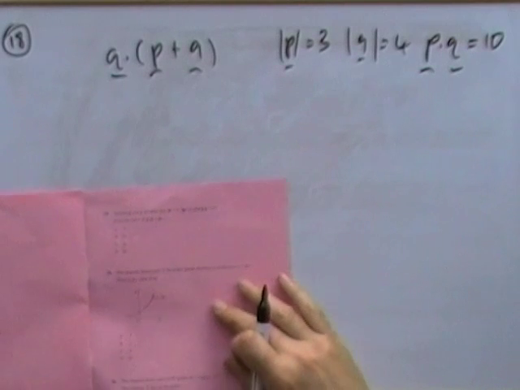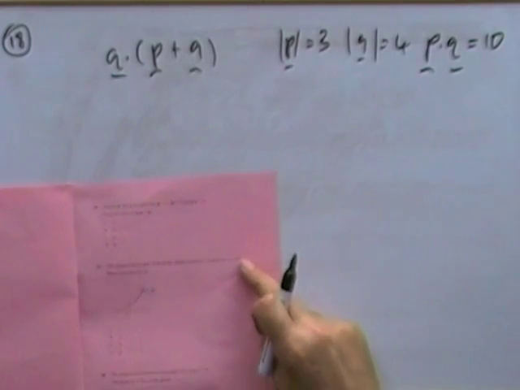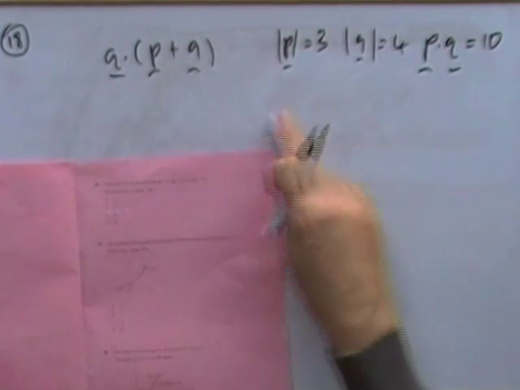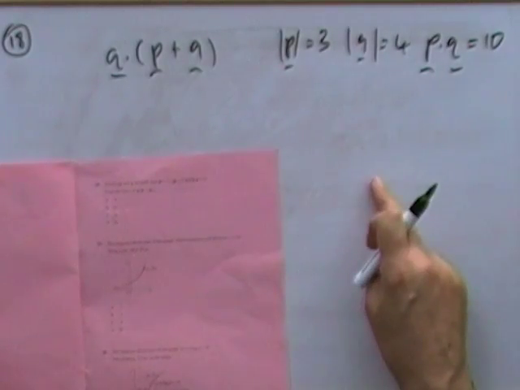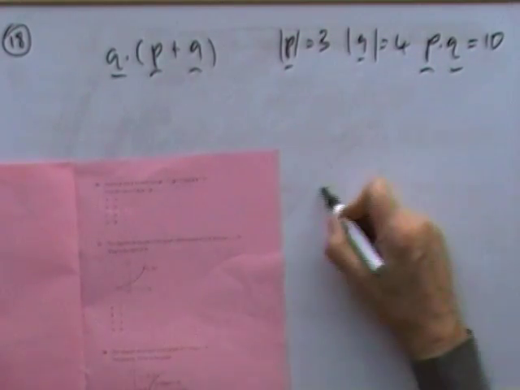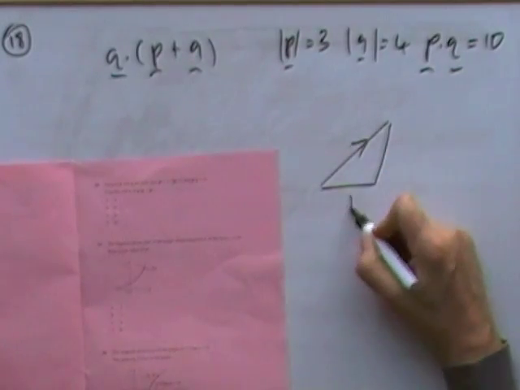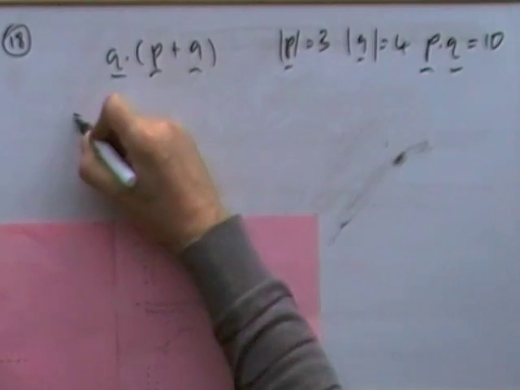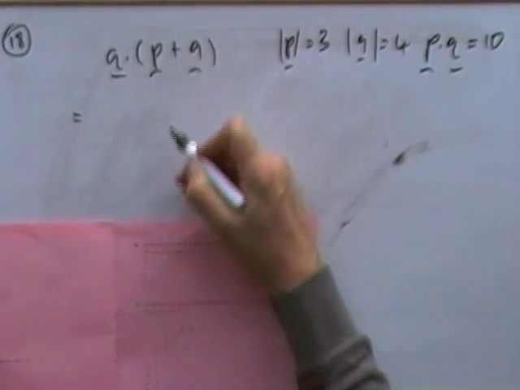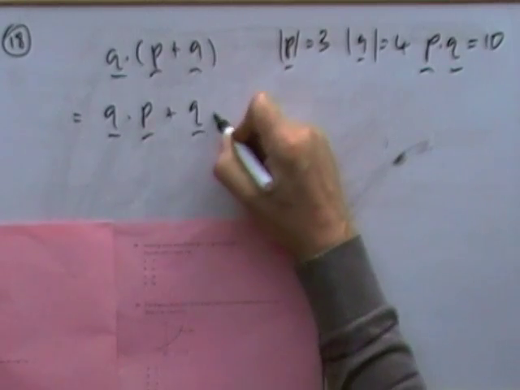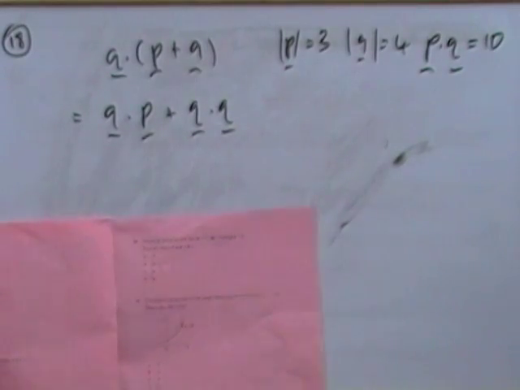Question 18. Scalar products again. Now there's no picture here. It's giving me the lengths of the vectors p and q, but it's not telling me which way they're heading, which means that I have no idea what p plus q looks like. P plus q, I have no idea what that vector there looks like, so I can't use that part of it. So as soon as I see that and there's no picture that I can relate to that, I'm just going to have to split it up. So it'll be q dot p plus q dot q. So it's the scalar product.